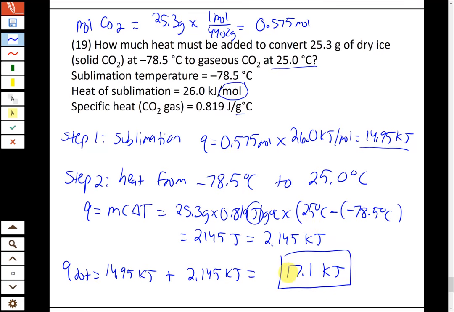All right, so in problems like this, you just have to keep track of which phase changes are going to be involved. That depends on the starting and ending temperature. And every time you get to a phase change temperature, you need to account for that. And then any warming stage to get to that point would be MC delta T.